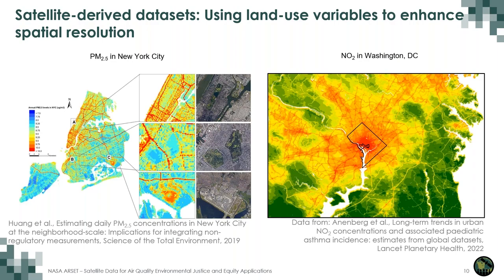We can also do this for nitrogen dioxide, and that's shown here on the right. This is data from our study that was published in Lancet Planetary Health in 2022. And you're seeing Washington, DC with high NO2 concentrations in the downtown area, but then all the roadways going out from the downtown area to the suburban areas in Maryland and Virginia and all the way up to Baltimore. All of those major roadways also have high NO2 concentrations when we put the satellite data together with land use information in a model.